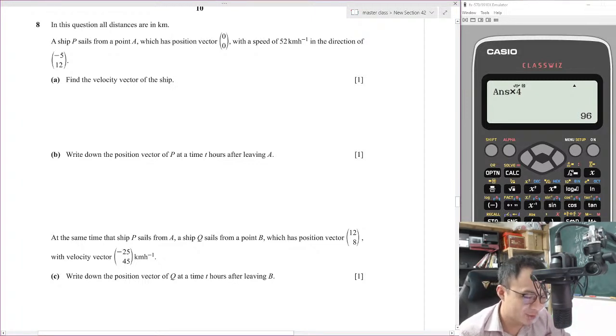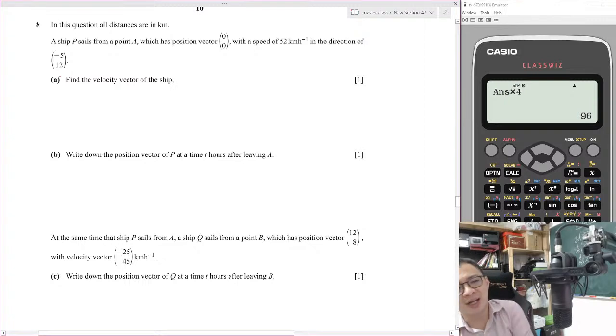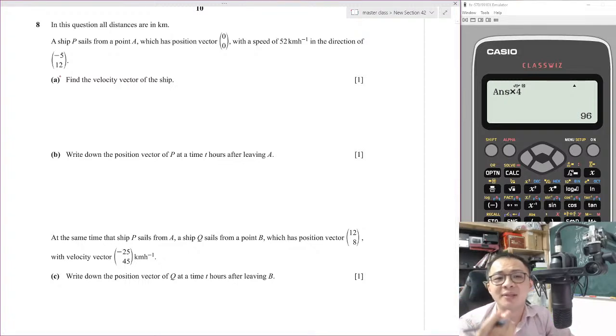Yeah, so in this question, all the distances are in km. A ship P sails from the point A, which has a position vector (0, 0). This one is the origin, with a speed of 52 in the direction of (-5, 12). Over here you need to understand that direction basically means the ratio. But you can use the ratio to find out your velocity. There are a few ways you can do that.